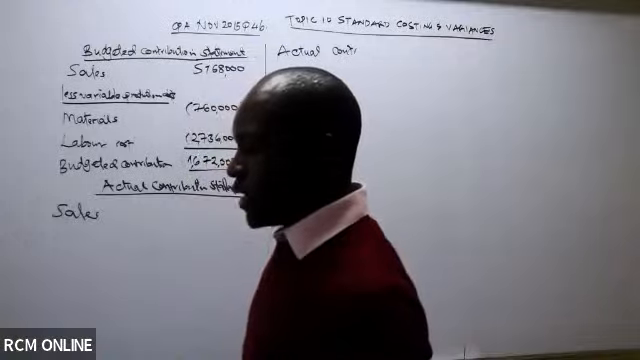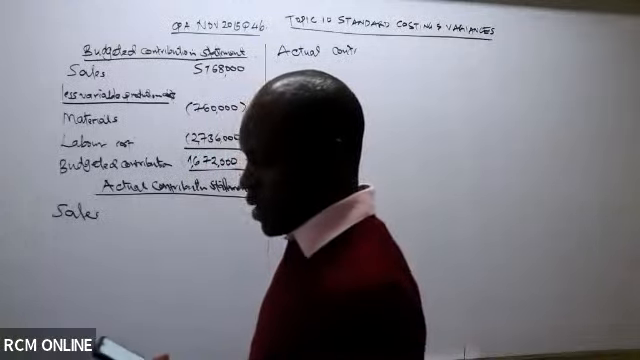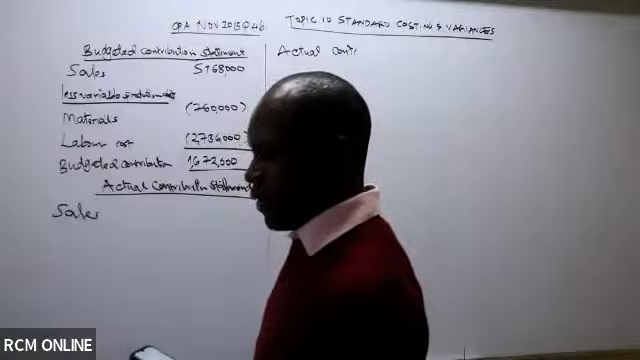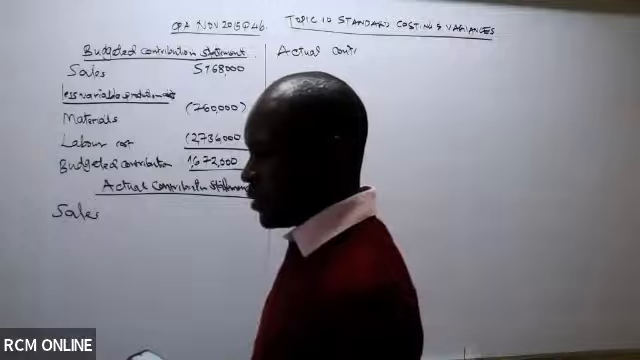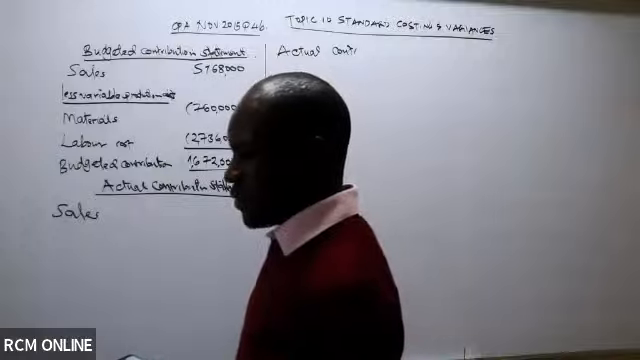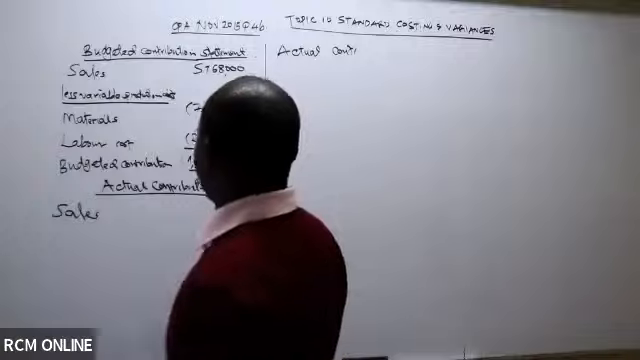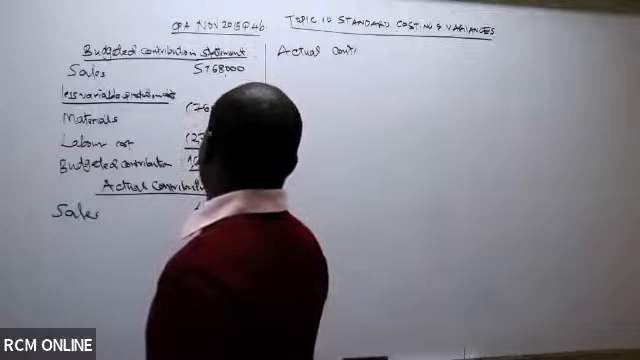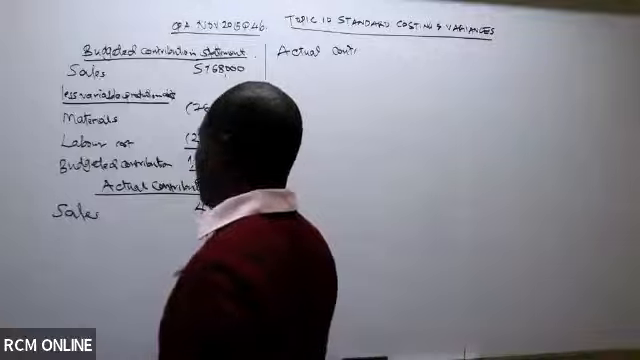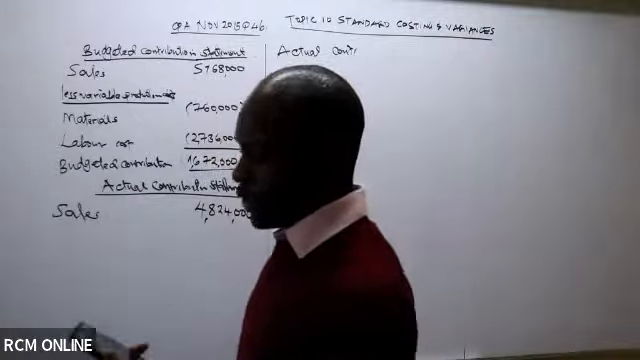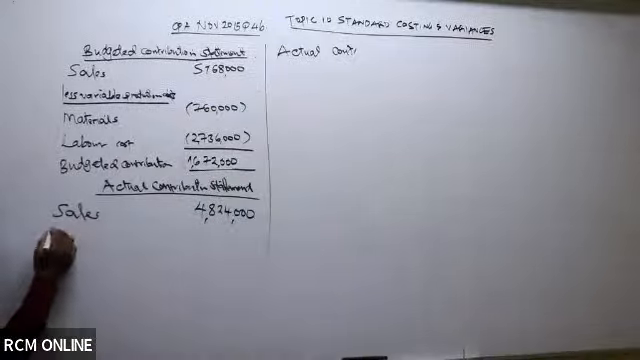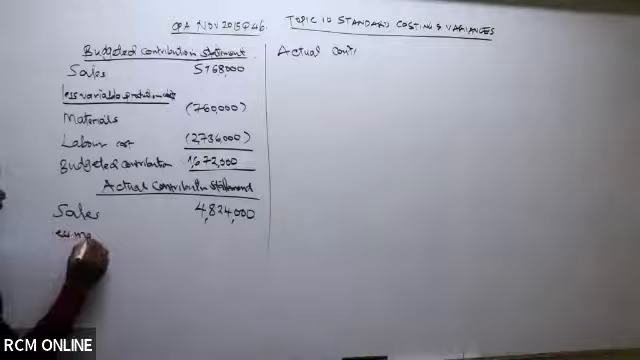Good. So 134 by 36,000. How much is it? 4,824,000. Then you move to the next one. So from the same, you need to less material, right? So less the actual materials cost.